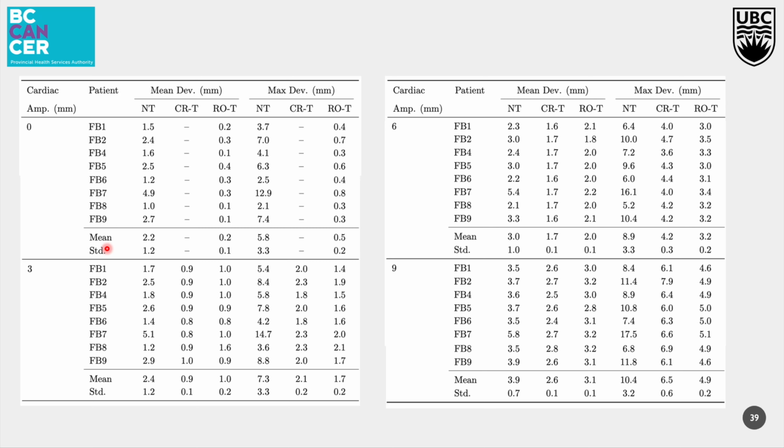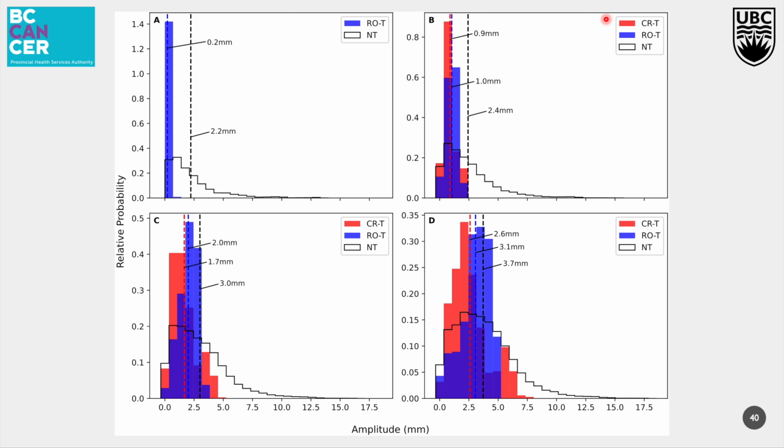And then the mean and standard deviation of these mean and maximum deviations were calculated for each tracking scenario in each cardiac amplitude group. Now, to make this a bit easier to view, the data from the 8 respiratory traces were collated for each of the cardiac amplitudes and then plotted as histograms, which is what we see here.